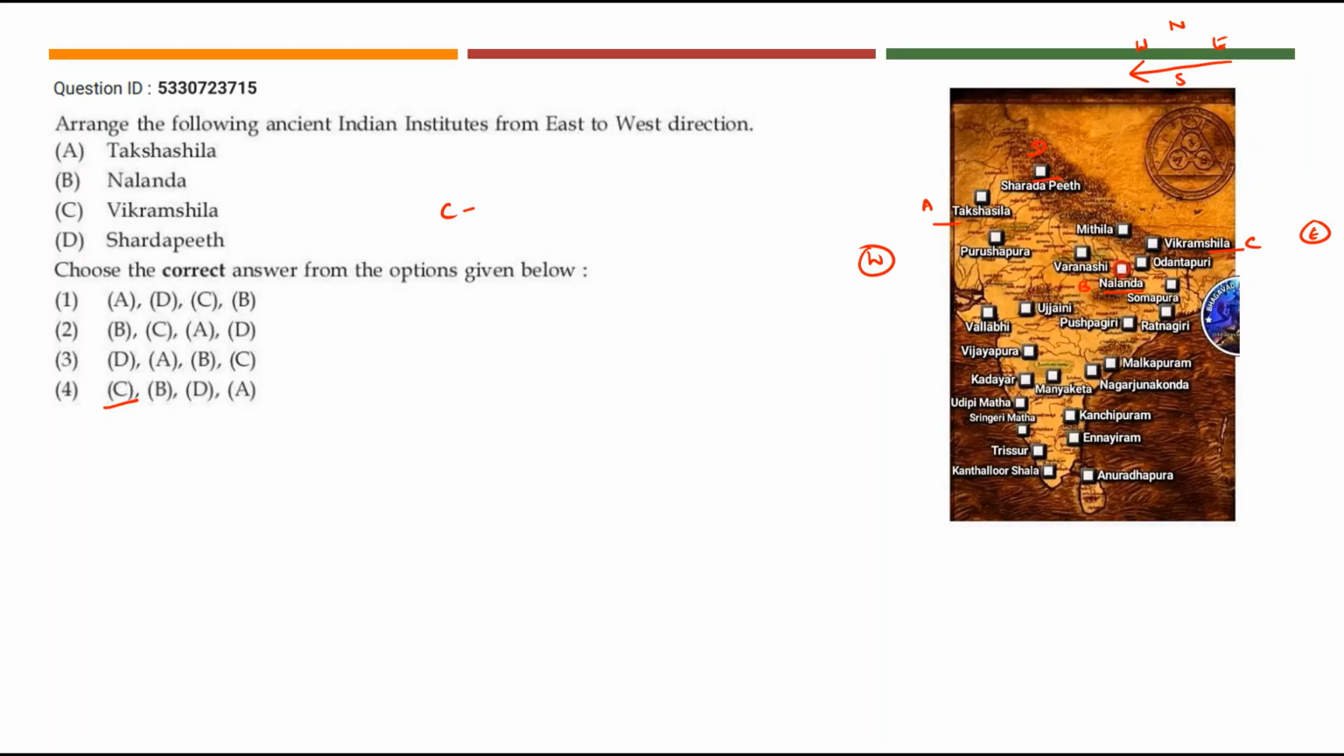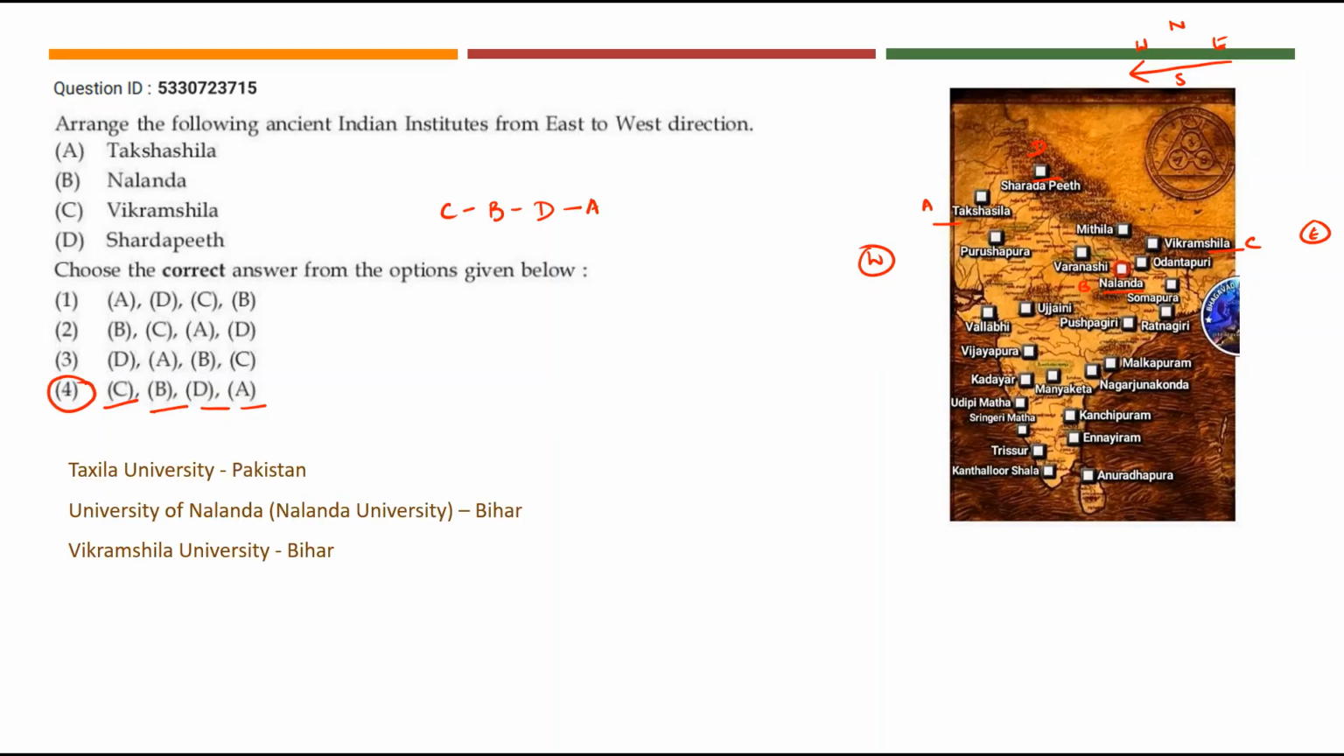After C we have Nalanda and Sharda Pit, but Nalanda comes to the east side. So we pick Nalanda next, it is B. Then we have Sharda Pit, D, and then the west side Takshashila, that is A. So D and A here. Option number 4 will be the right answer. Takshila University is actually present in Pakistan, while Nalanda and Vikramashila are present in Bihar.